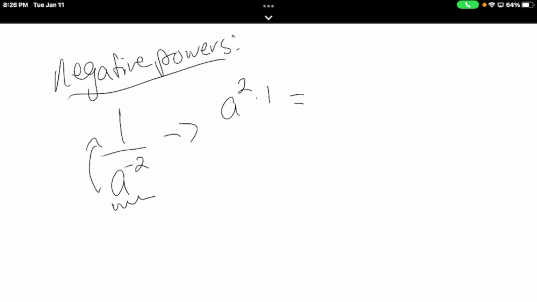Real quick, some very simple ones. Let's say I've got 1 over a to the negative second. This corresponds to, I'm going to take this expression that has the negative exponent and bring it to the other side. So this ends up being a squared on top times 1, which is just a squared, because there's nothing on the bottom, there's an implied 1 on the bottom. This is my expression.